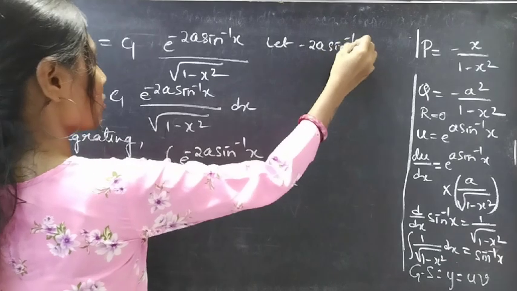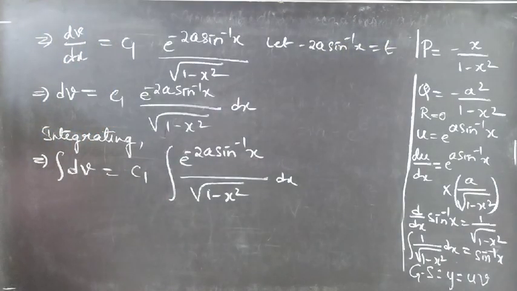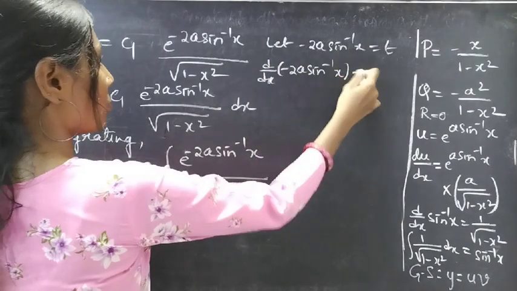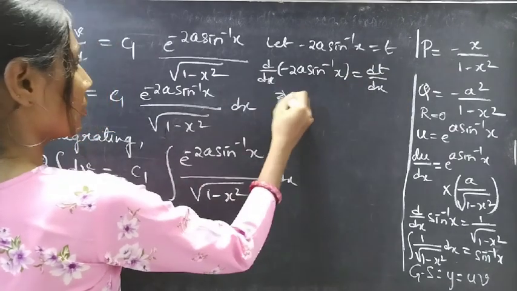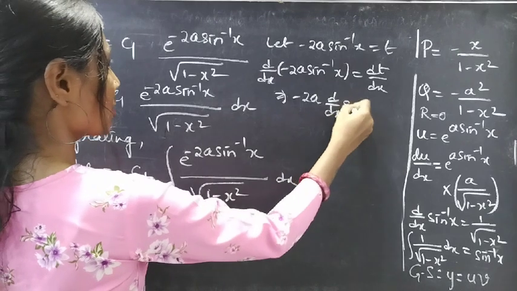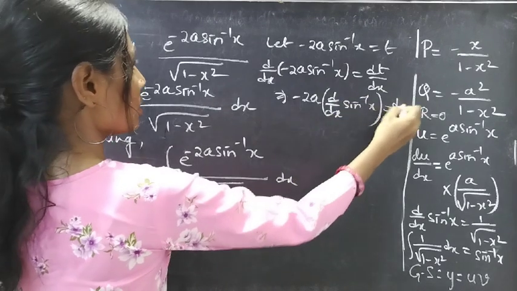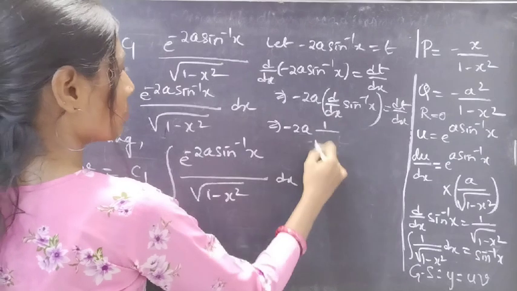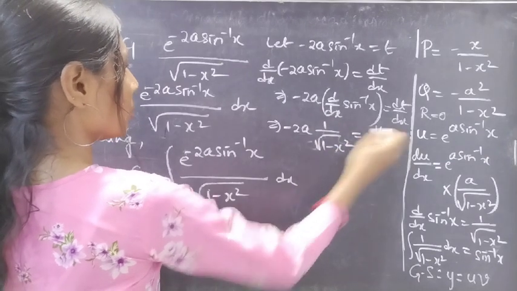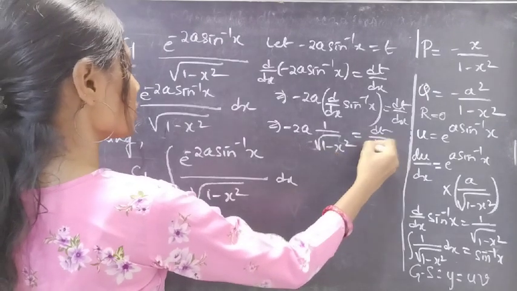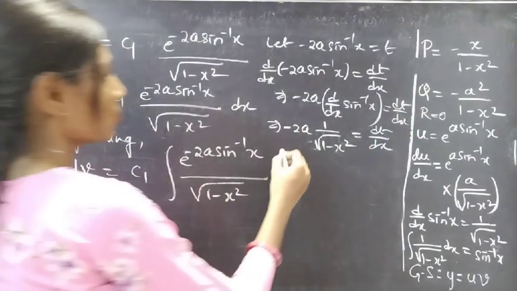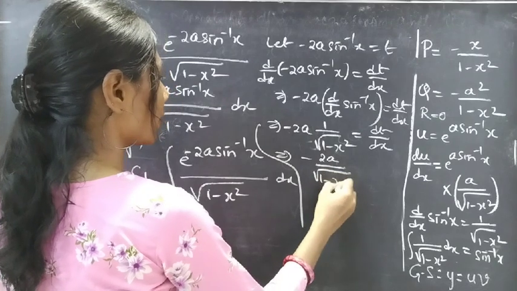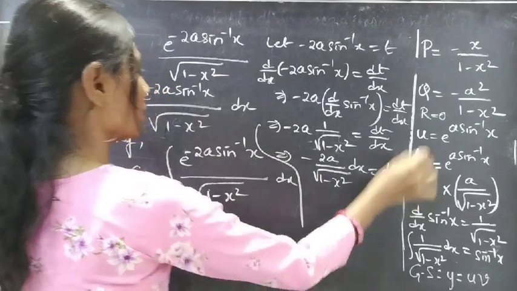Now let minus 2a sine inverse x equal to some t. Now differentiate on both sides with respect to x. d by dx of minus 2a sine inverse x equal to dt by dx, right? Then minus 2a into d by dx of sine inverse x equal to dt by dx. From this we'll get minus 2a into the derivative of sine inverse x, which is 1 by square root of 1 minus x square, equal to dt by dx, right? So from this we'll get minus 2a by square root of 1 minus x square into dx equal to dt.